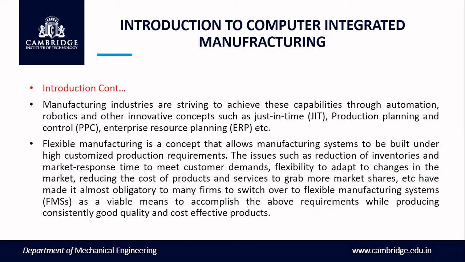And one more thing: manufacturing industries are striving to achieve these capabilities through automation, robotics. In the previous class I told you what automation is, what robotics is, and other innovative concepts such as just in time manufacturing. Just in time manufacturing is nothing but if I give an order to the industry, I tell them I want it within this time. Within that time itself I have to get the product. That is called the just in time manufacturing process. Production planning and control process is there, ERP solutions are there, a number of things are there.